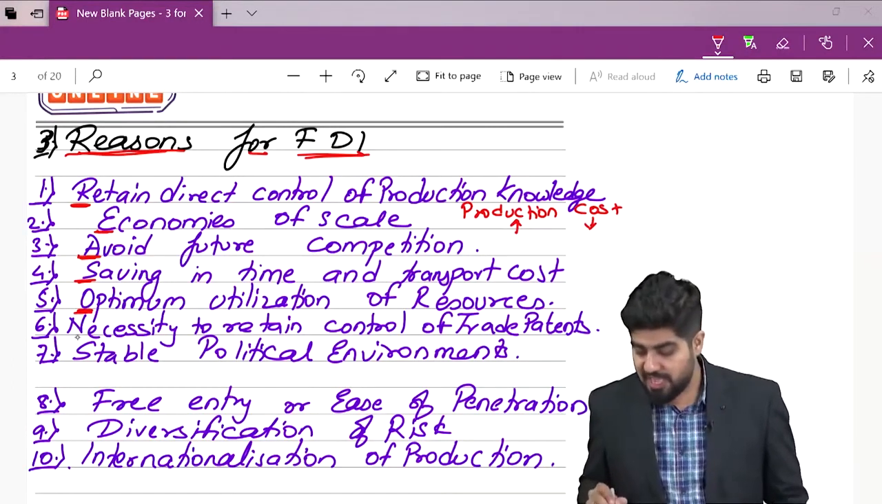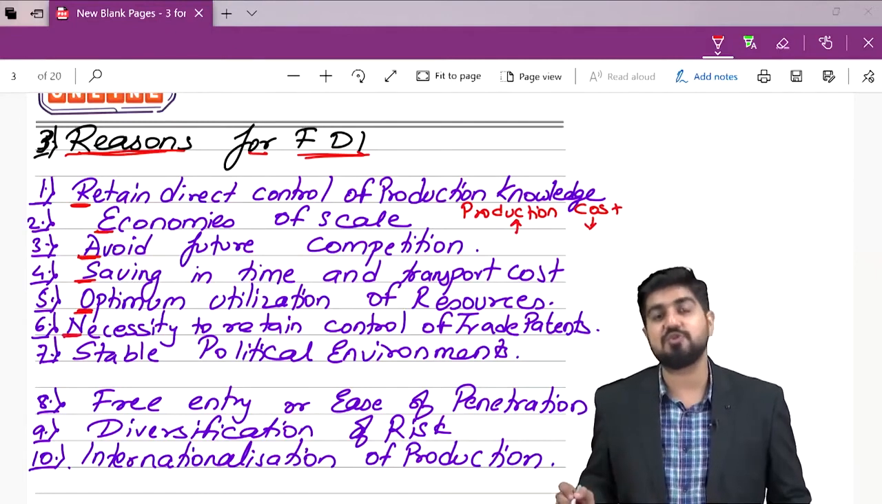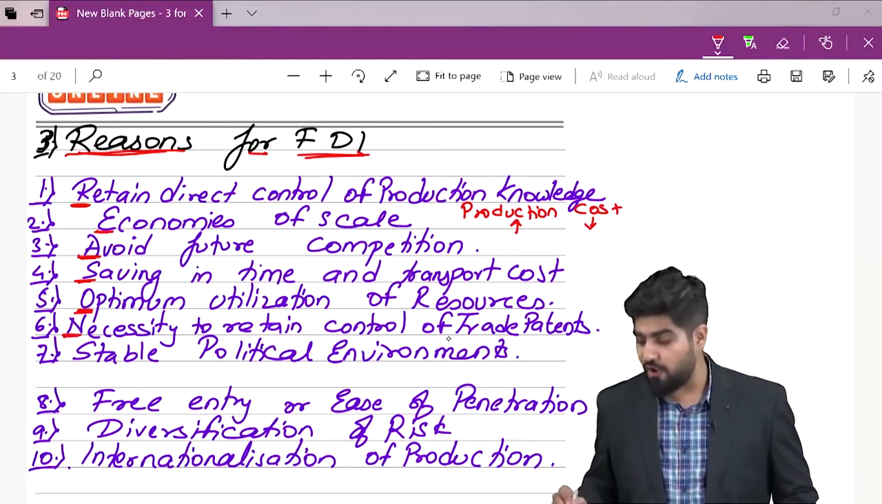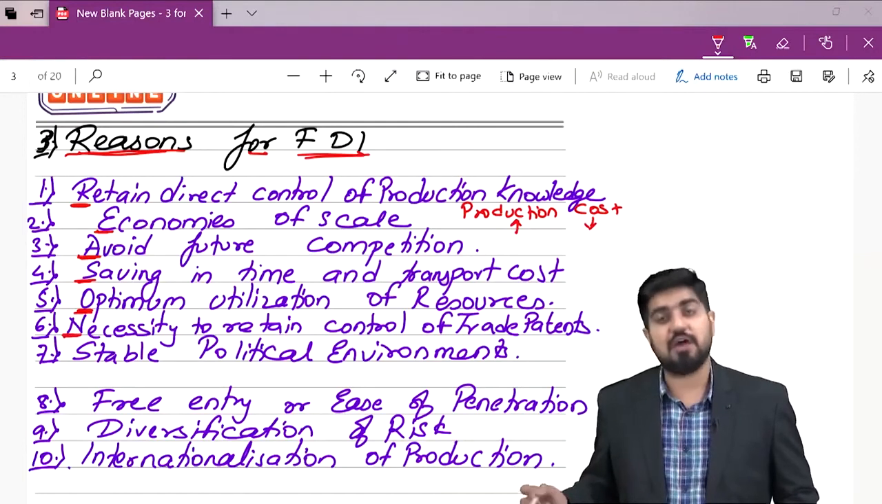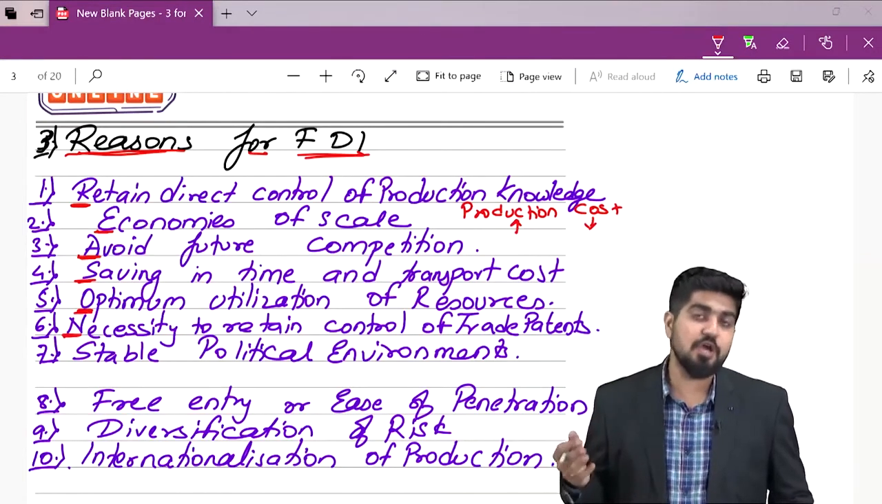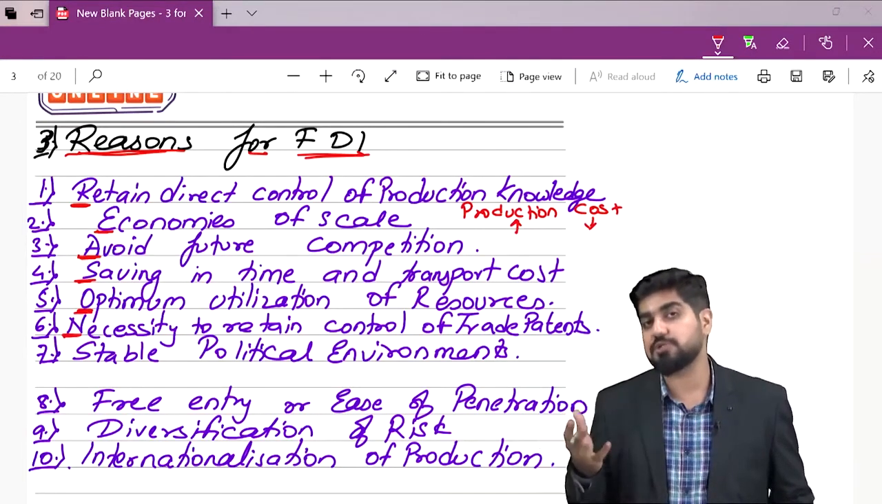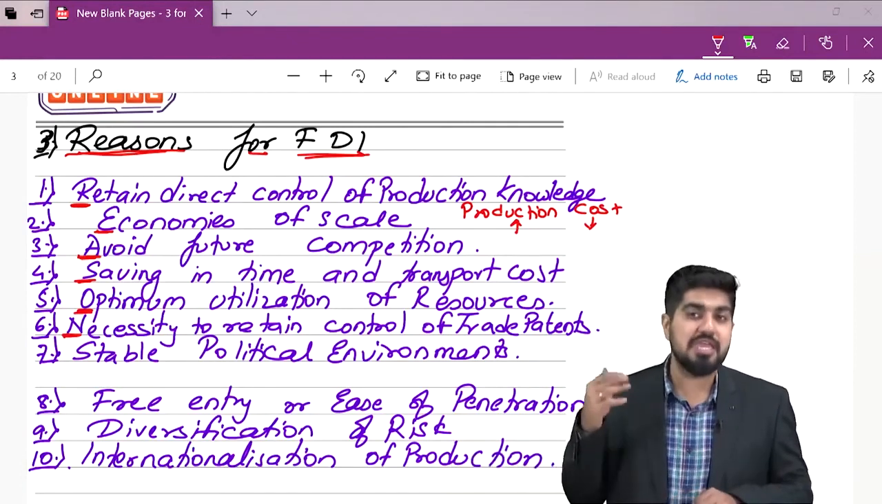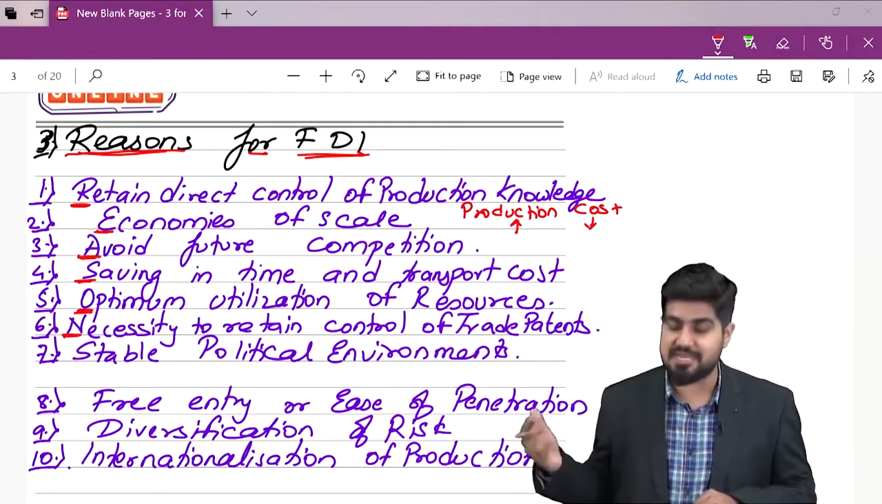Next one, N stands for necessity to retain the control of trade patents. Now if you don't want to share your patents, what will you do? You will have no other option but to enter that country, invest in that market and start trading.